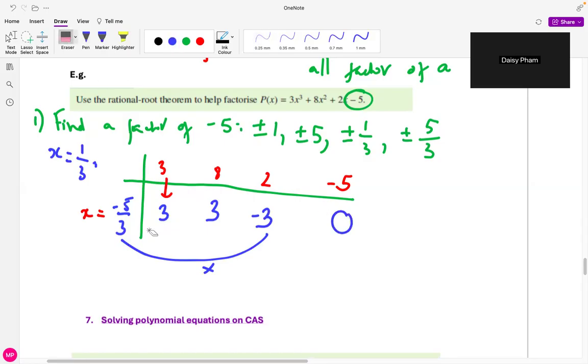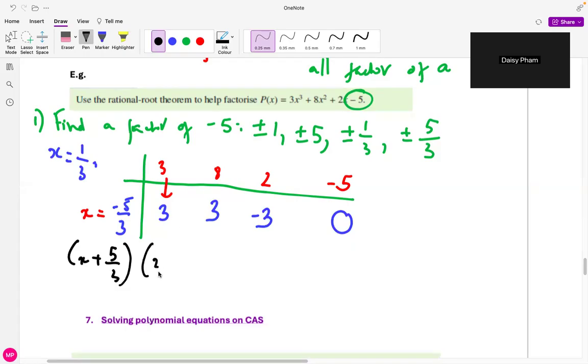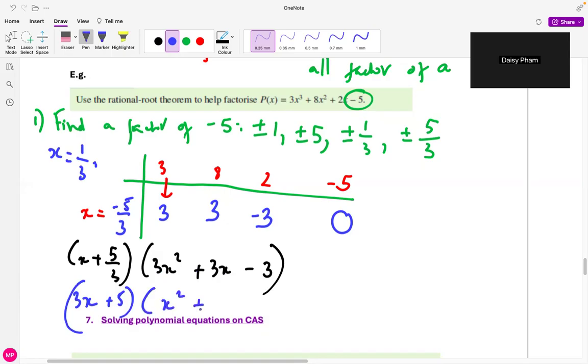There you go. So what you have is x plus 5 over 3 as your factor, and you would have 3x squared plus 3x minus 3. All right. Then what you do next is, because you didn't want a fraction here since it looked messy, we times everything here by 3. When we times everything here by 3, we divide everything here by 3. So we have 3x plus 5, like that. Then you divide everything here by 3. So x squared plus x minus 1. There you go. Do you see how you find a factor?